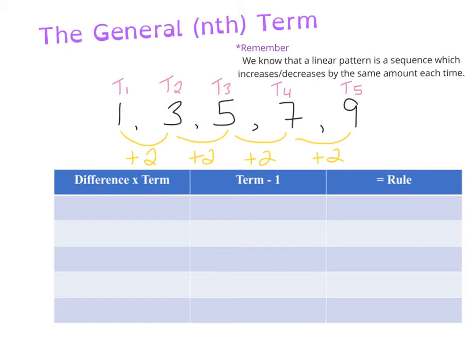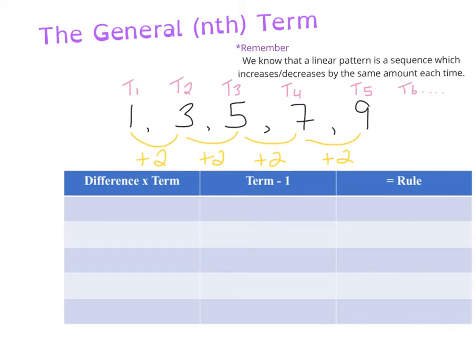Now, if we need to find T6, for example, finding the next 3 terms will be very easy because all we do is add 2, then add another 2, then add another 2. But what if we wanted to find the 74th term? How would we do that? Well, this is where we fill in the table and find out what's the rule, what's happening each time to the sequence, and that way we'll be able to find it.